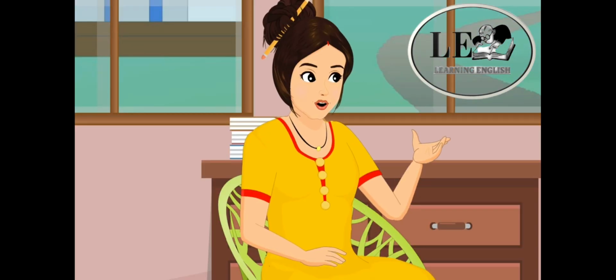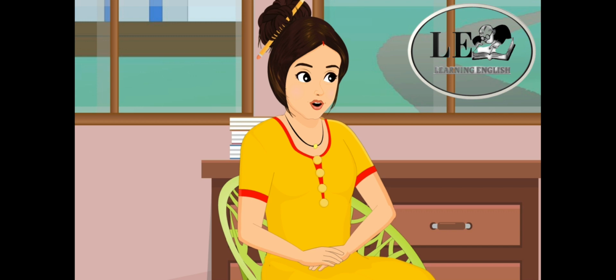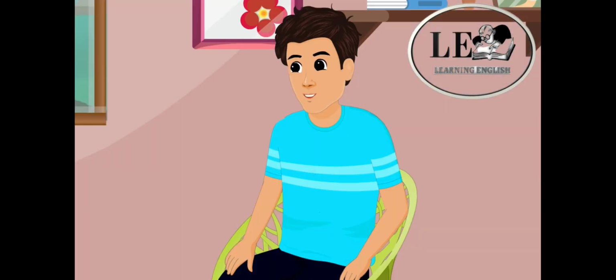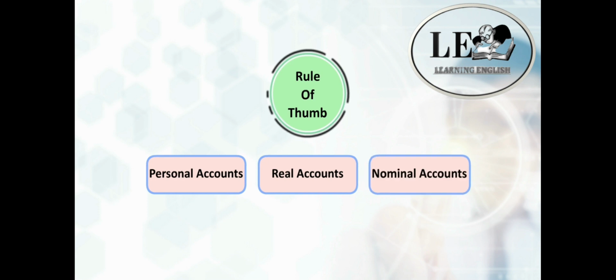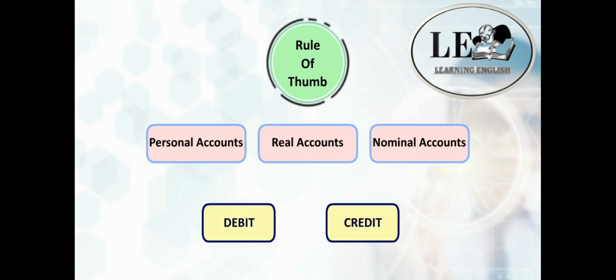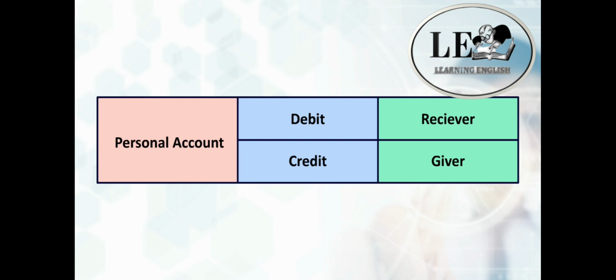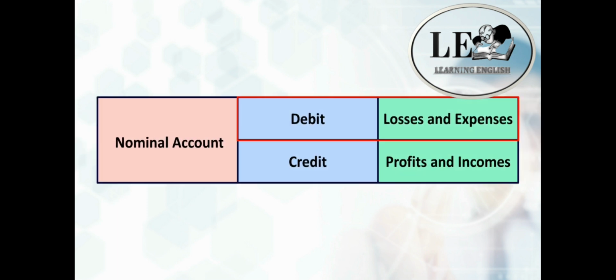Now, the rule of thumb is how to determine if something is a debit or credit. Well, how is it done, ma'am? The rule of thumb relies upon the personal accounts, real accounts, and nominal accounts to check the debit or credit. In personal accounts, the debit is the receiver and the credit is the giver. In real accounts, the debit is what comes in and the credit is what goes out. In nominal accounts, debit is all losses and expenses and credit is all profits and incomes.